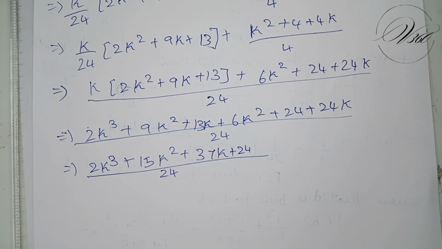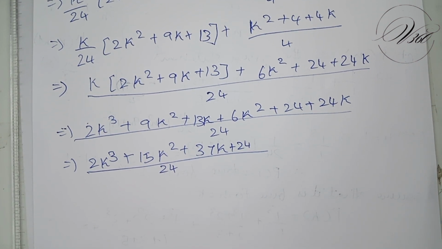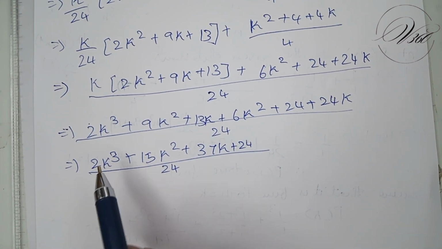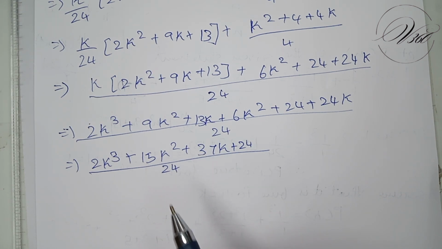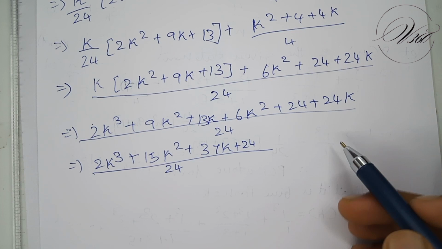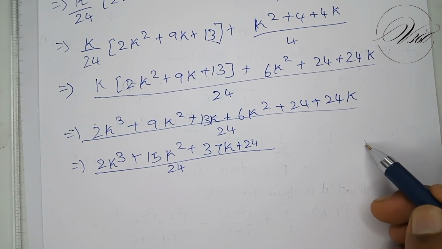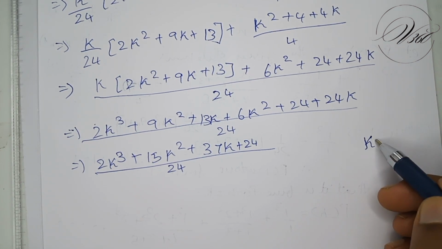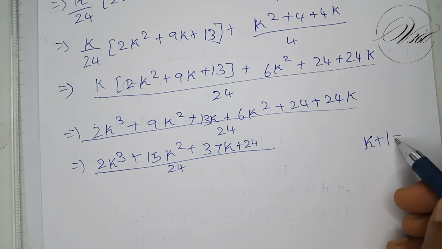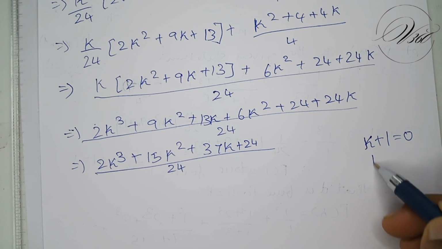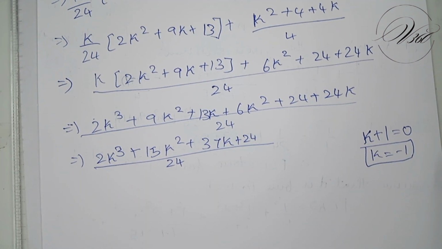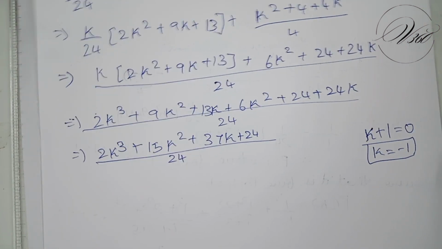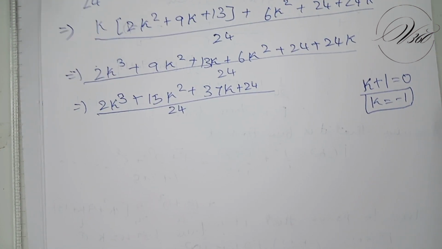Now we will do synthetic division. We will take these numbers 2, 15, 37, 24, and we will divide it by k plus 1. We should know what k is here. In the above p of k plus 1, here k plus 1 is equal to 0. Now k is equal to minus 1. This k equals minus 1. Now we will do synthetic division.